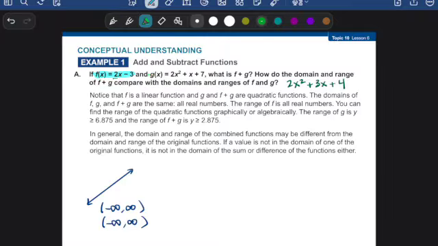Okay, for g of x, we have a quadratic function. So it would be shaped like a parabola.